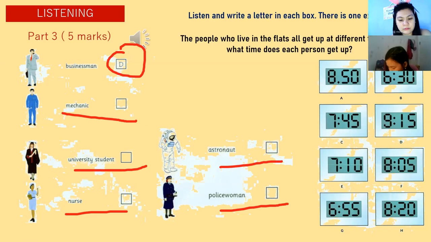The policewoman who lives in the downstairs flat goes running before she goes to work. She gets up at 5 to 7 every morning. I hear her in her kitchen sometimes. Making coffee? I don't know. There's another person who gets up earlier than me. She's a nurse. So she has to be at the hospital at 7:45. She gets out of bed at 7:10. She told me. Is she nice? Yes, I like her a lot.